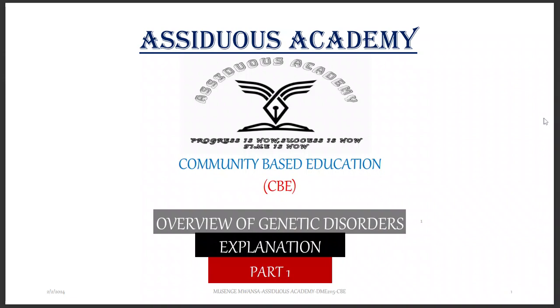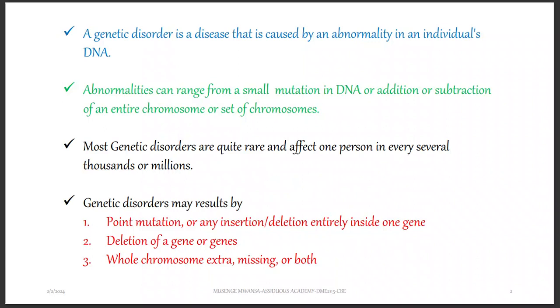Let's now go on with an overview of genetic disorders. This is part one. A genetic disorder is a disease that is caused by an abnormality in an individual's DNA. By abnormality, we mean you can have a mutation in DNA itself, let's say it changes at one point or another, or there is an addition or subtraction of an entire chromosome or sets of chromosomes. That is what we refer to as a genetic disorder.